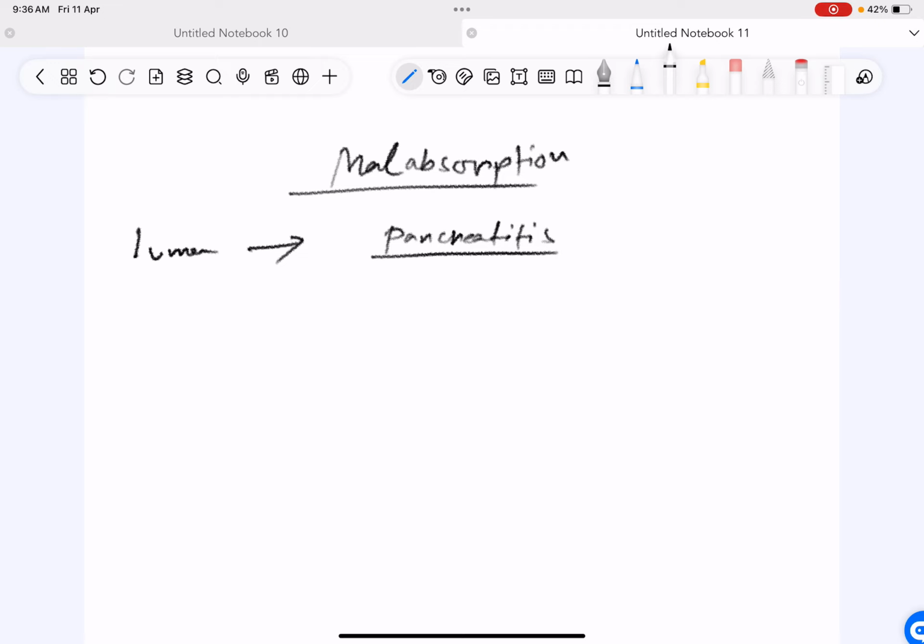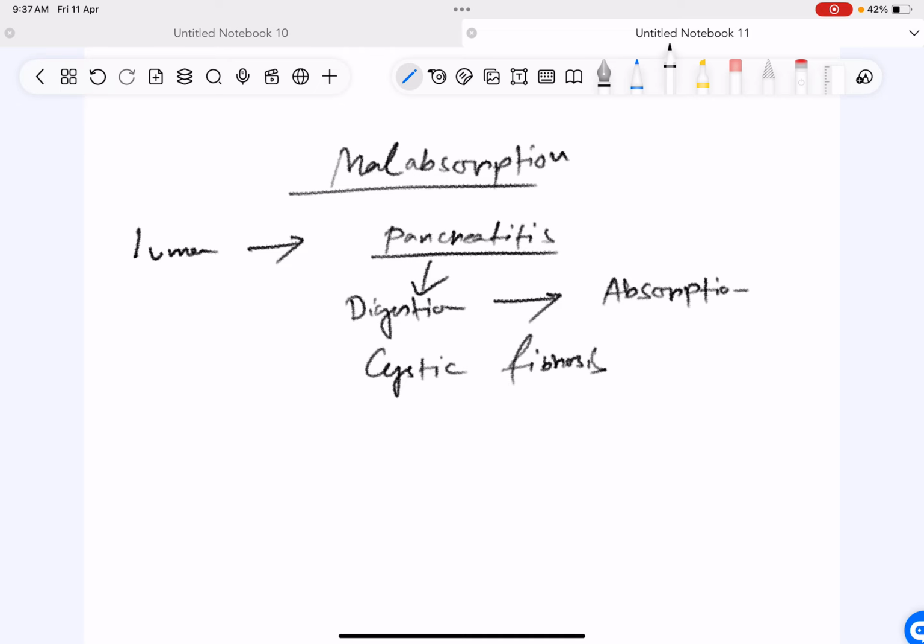The digestion won't happen, so you won't be able to absorb these things. See, digestion is the first step, breaking down the complex molecules into smaller molecules so that they can be absorbed. So it's very easily understandable why pancreatitis will cause malabsorption, because your digestion will not happen. Then cystic fibrosis. Why in cystic fibrosis do you have malabsorption?